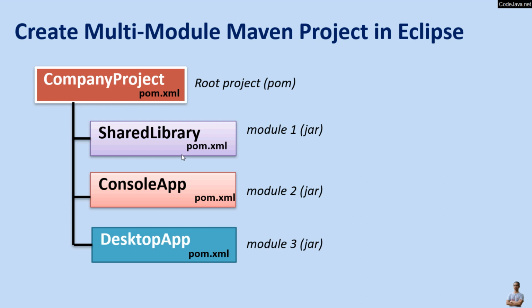And note that the packaging type of the root project must be POM, so it will be able to contain sub-modules. And all three sub-modules have a packaging type of jar here. And you see the shared library project is for the common code between the console and desktop applications.